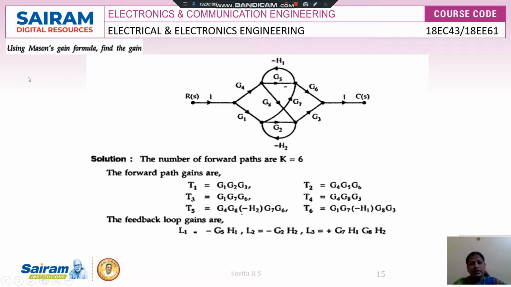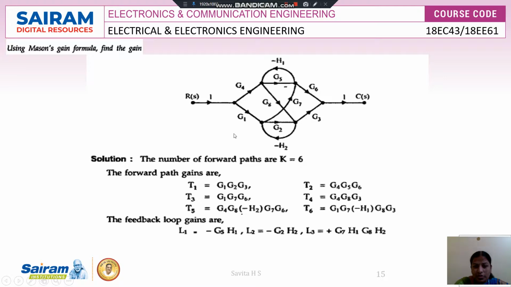Now we'll see the next problem. Using Mason's gain formula, find the gain. For this, the number of forward paths is 6. T1 is equal to G1, G2, G3, and T2 is equal to G4, G5, G6. Then T3 is equal to G1, G7, G6 forward path, and T4 is equal to G4, then G8, then G3 forward path.